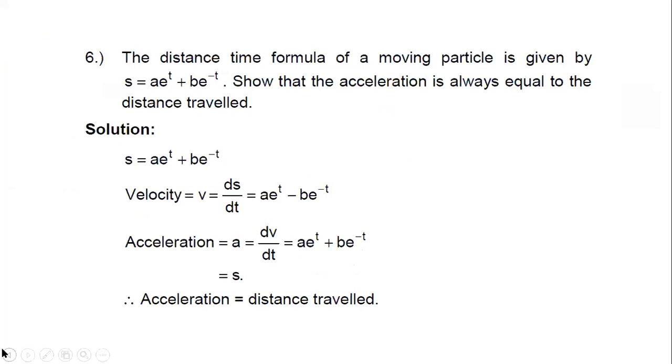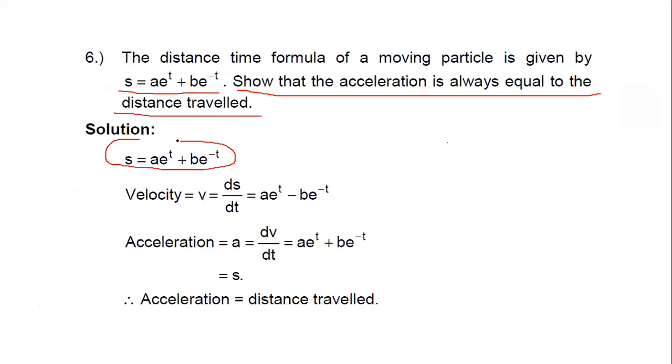Next problem. The distance-time formula of a moving particle is given by s equal to a e power t plus b e power minus t. Show that the acceleration is always equal to the distance traveled. So what is the distance here? s equal to a e power t plus b e power minus t.